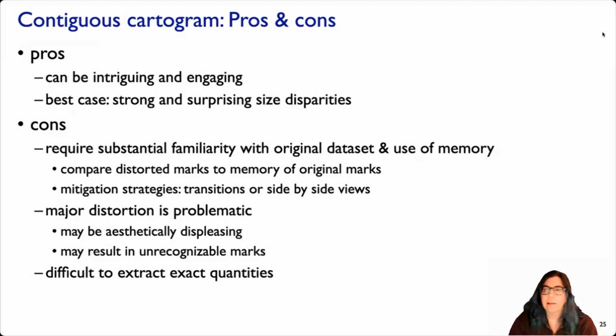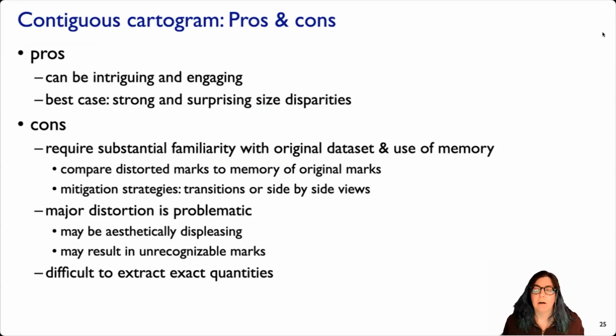Now, there are some ways to actually try to support that. For example, you might have an animated transition from the base to the cartogram and back again. And so often you'll see these animation loops of going back and forth. Or you could have side-by-side views of the original right next to the cartogram. That's also quite frequently done. Another issue is the more you have these disparities in size between the original polys and the new ones, there's more and more distortion, and that can be problematic. It can just be flat out ugly or weird looking, just aesthetically displeasing.